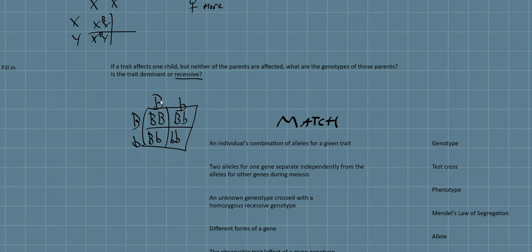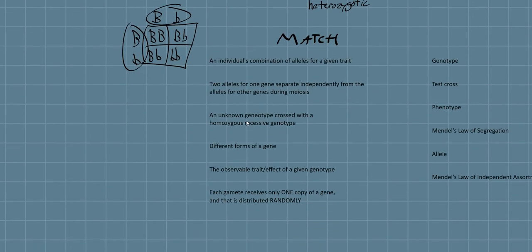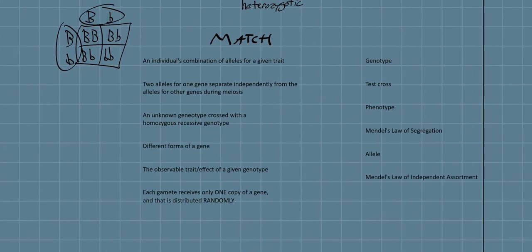If either of the parents were affected, they would have a homozygous trait. They would have homozygous alleles, and we wouldn't see this case where neither of the parents are affected. So for them both to not be affected, but for the child to be affected, it has to be a recessive trait, and both of these have to be heterozygotes. Both parents have to have the dominant and the recessive allele.